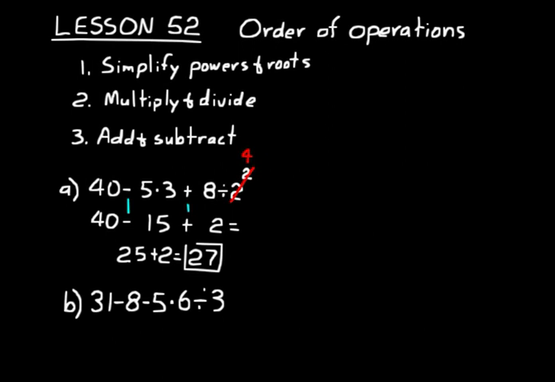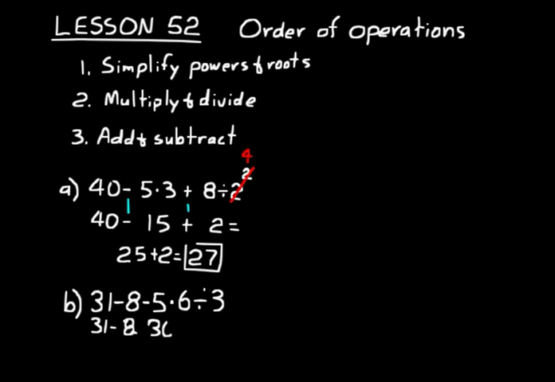Let's do another one. Look at this problem, just read it. See any powers or roots in that? That's our first step, is to simplify those, and I don't see any, so let's just go on to the second step, which is multiplication and division. So we would have 31 minus 8 minus 5 times 6.